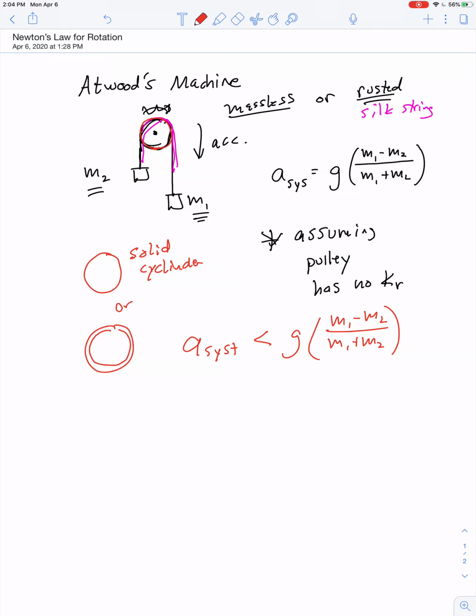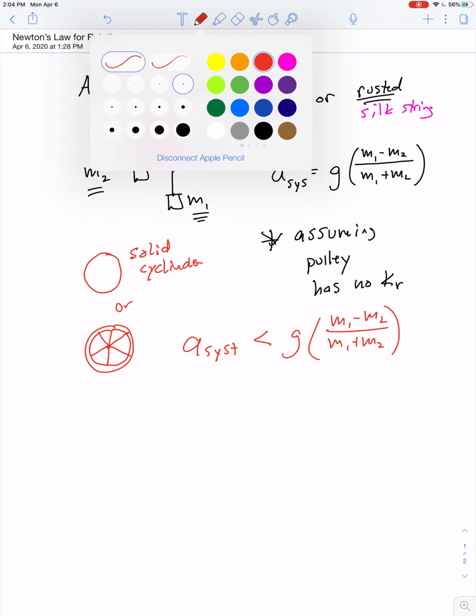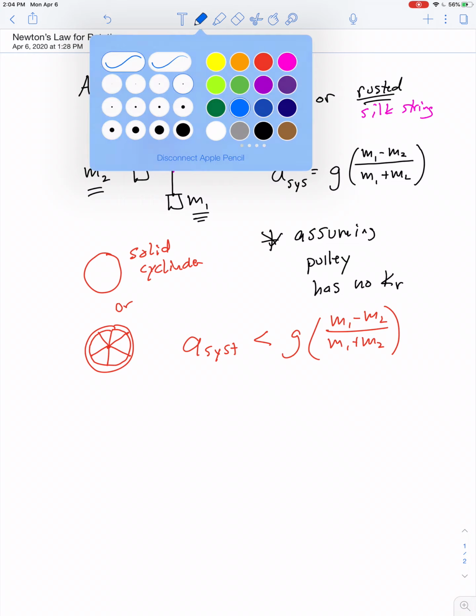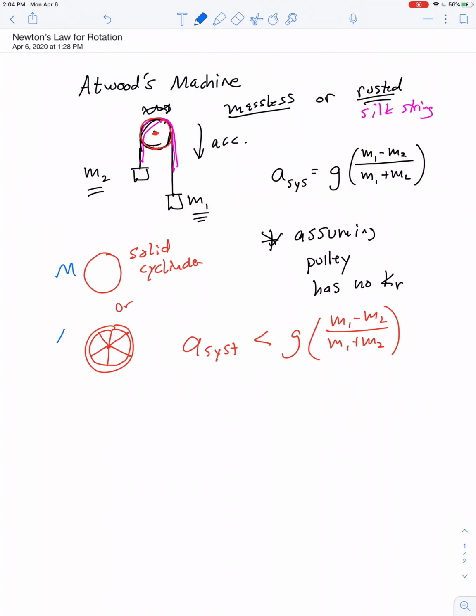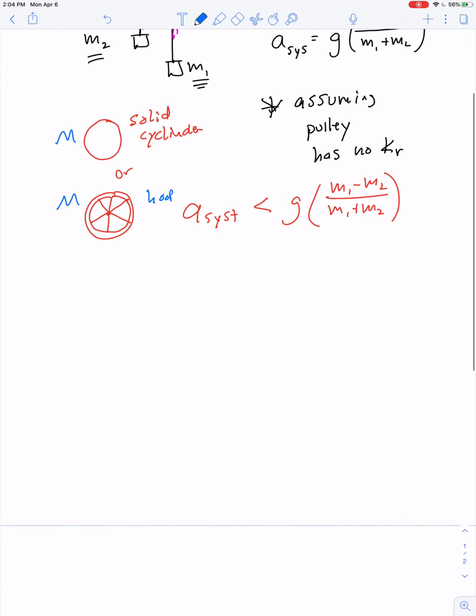You say, how could it be a hoop? How do I make contact at the axle? Well, maybe there's an axle and then some lightweight spokes. Okay, so the overall mass of our cylinder or hoop would somehow factor in. So as an example, let me do a different modified version of an Atwood's machine.